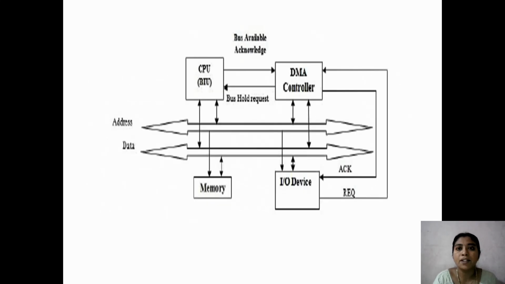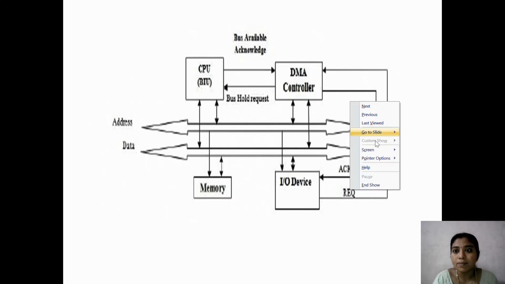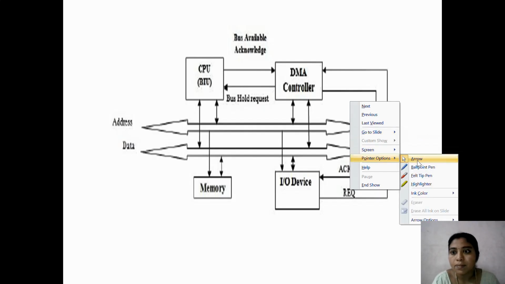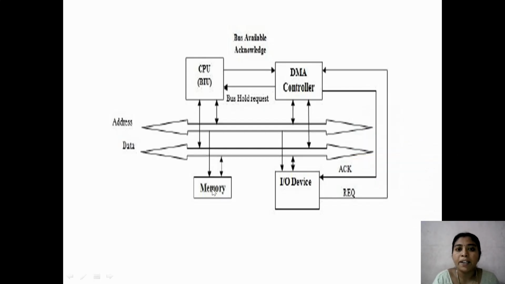This is the overall structure of a direct memory access operation. Here the data can be transferred between memory and I/O devices without the involvement of the CPU. This process is managed by the DMA controller. The data and address of the data can be transferred by using the data bus and address bus.